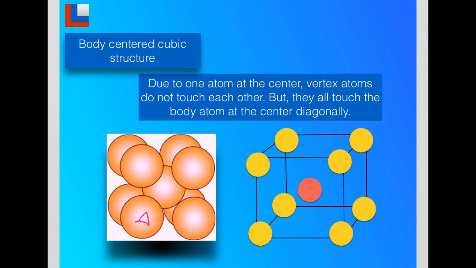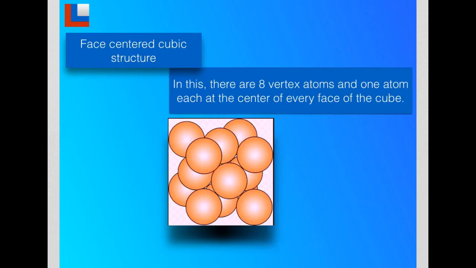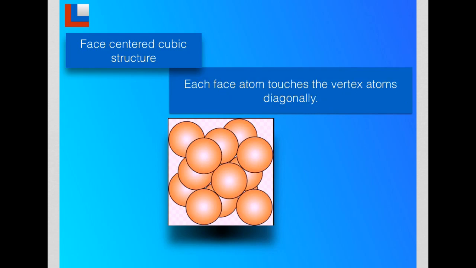Let's now move on to the face-centered cubic structure. In this, there are 8 vertex atoms and 1 atom each at the center of every face of the cube. Each face atom touches the vertex atoms diagonally. We can see here each face atom touches the vertex atom diagonally.